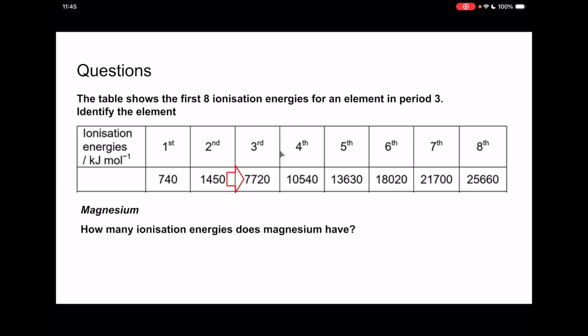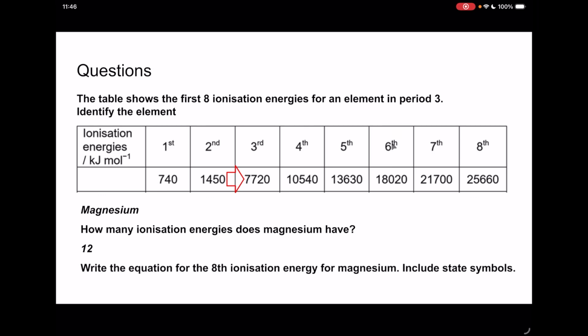Next question, how many ionization energies does magnesium have? Well, we've got 8 in the table, but it's got 12 electrons, so it's got 12 ionization energies. And the final question, write the equation for the 8th ionization energy for magnesium, include state symbols. So we're going to go from the 7 plus ion to the 8 plus ion. We're not going from the atom straight to the 8 plus. So 7 plus to 8 plus, and remember it's always gaseous, so the state symbol can only be G.